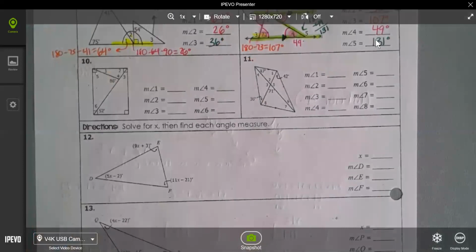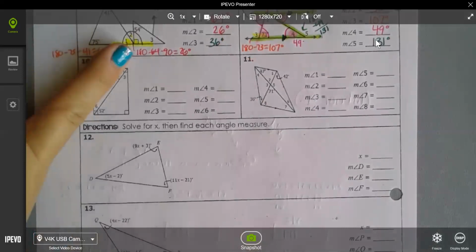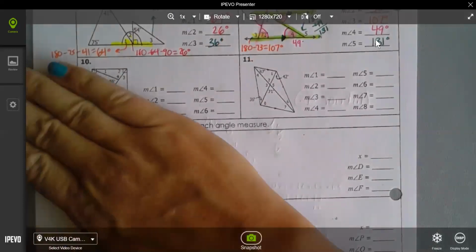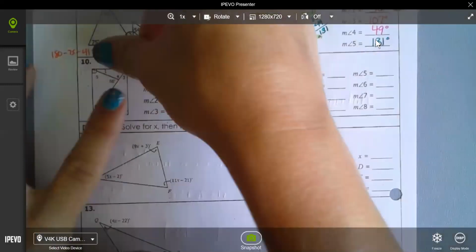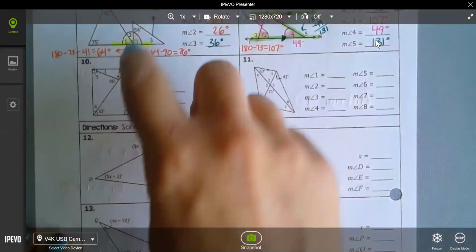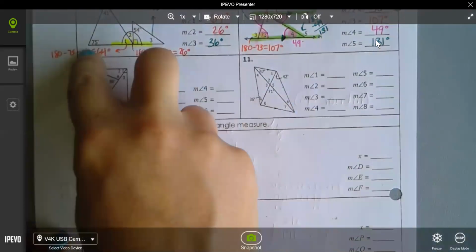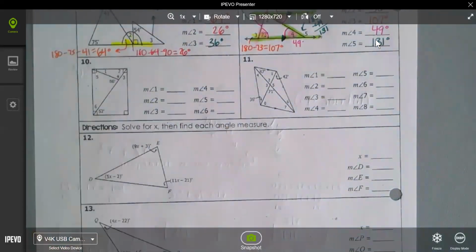All right, number 10. Do you see that triangle? And that little bitty triangle? And then that triangle? And then, holy smokes, it's inside of one big rectangle. So there's a lot of shapes that I can be using right now. All right, so what do I see?